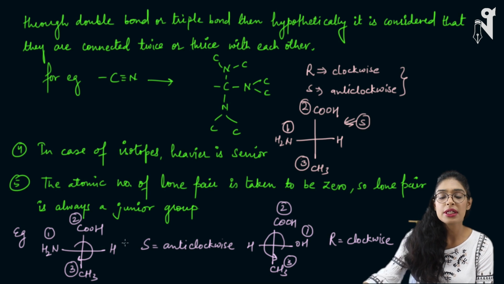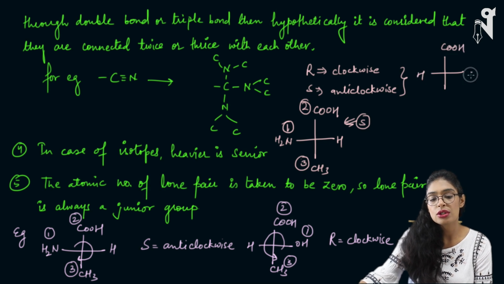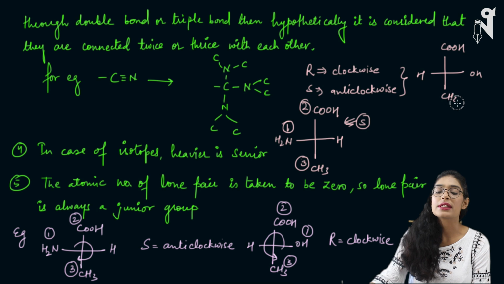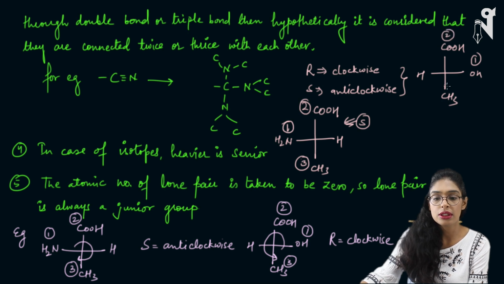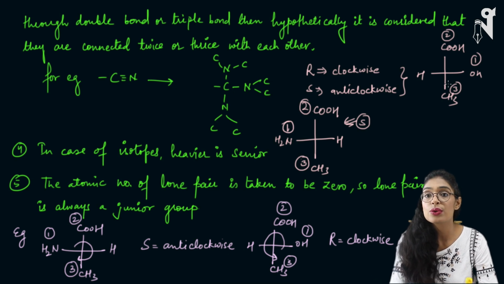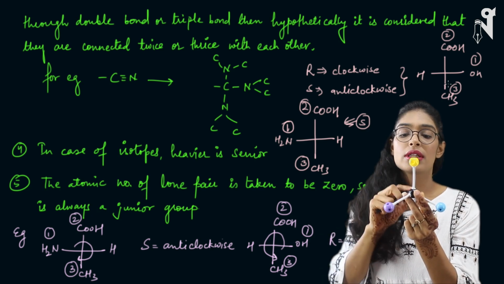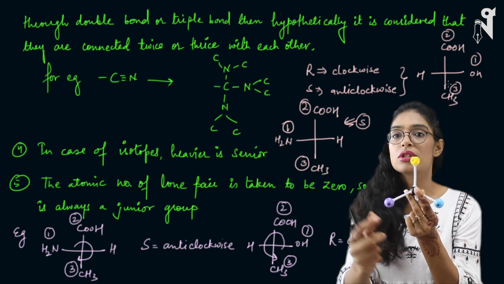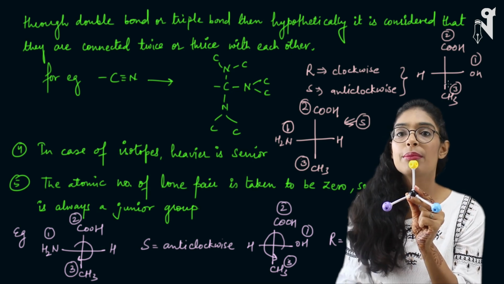Correct. Now let me take another example. If I have a group COOH, hydrogen, OH, and CH3 like this. Now again I'll mark the priorities. This is my priority 1, this is my priority 2, this is my priority 3, right? And now again I'll take the 3D structure, and again I'll show you the same thing. So this is my molecule. This is your COOH, this is your CH3, this is your hydrogen, and this is your OH. Am I right? Yes, I'm right.